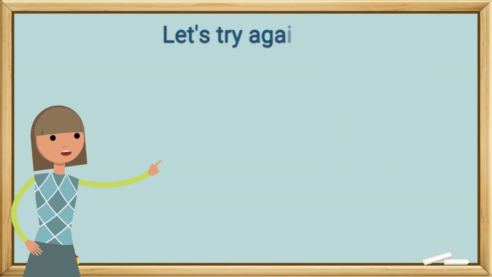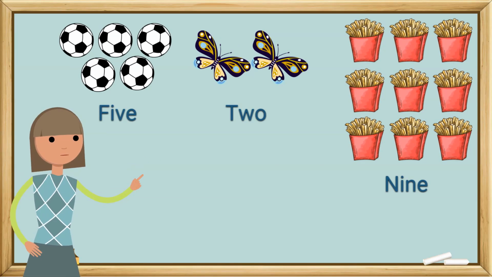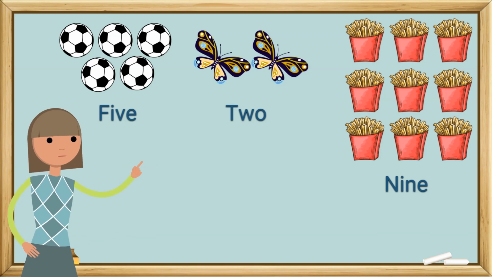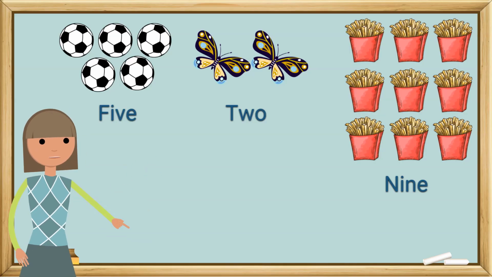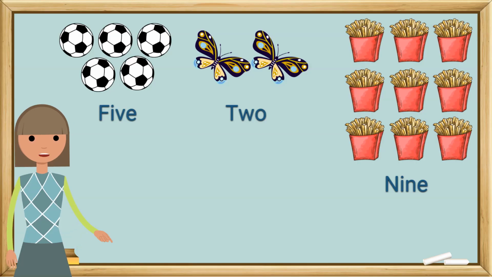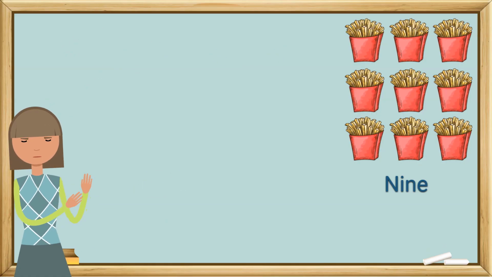Now let's try again. Where here you can count 9 things. 9 balls, 9 butterflies, or 9 French fries. Let's count the French fries. 1, 2, 3, 4, 5, 6, 7, 8, 9. Very good. 9 French fries.